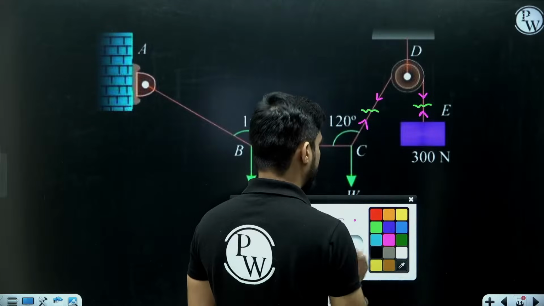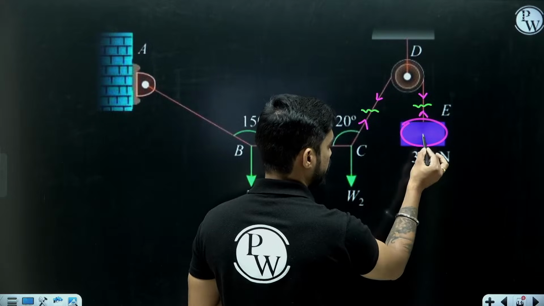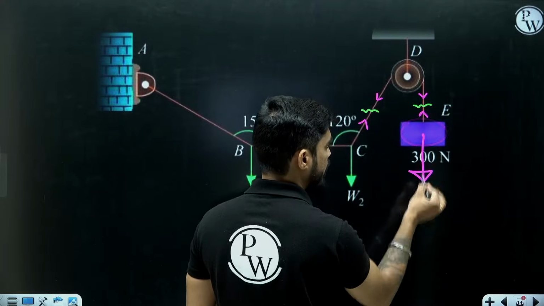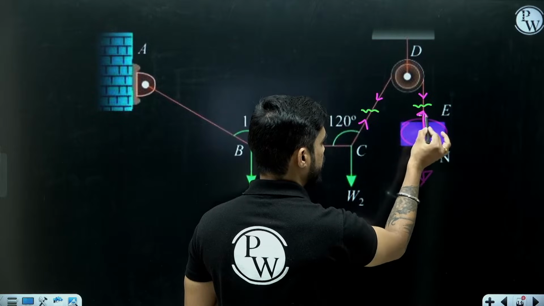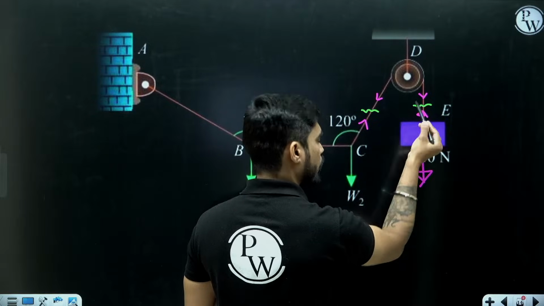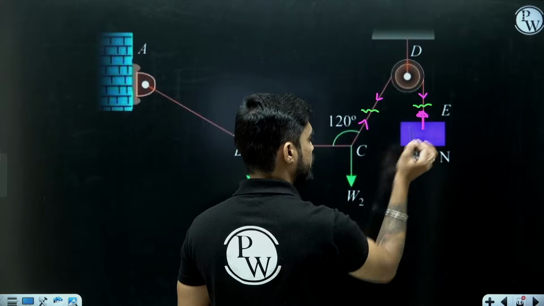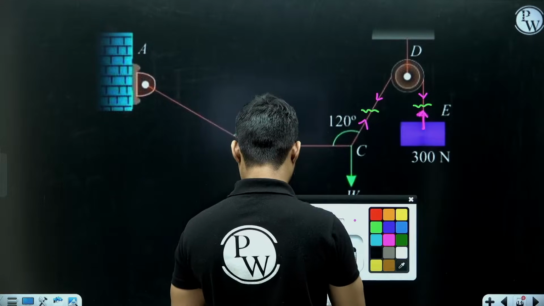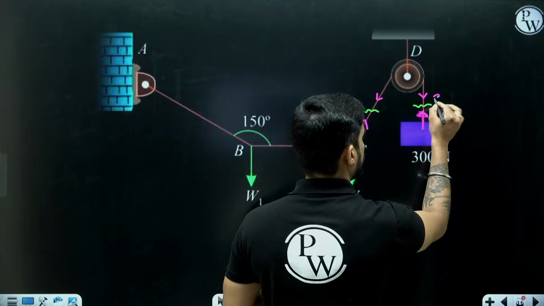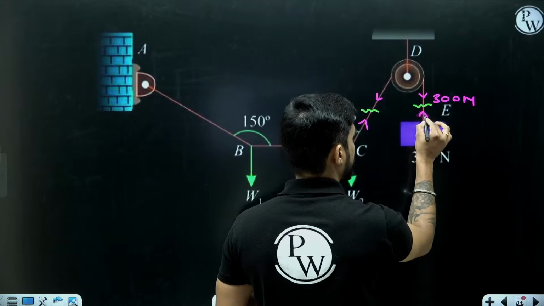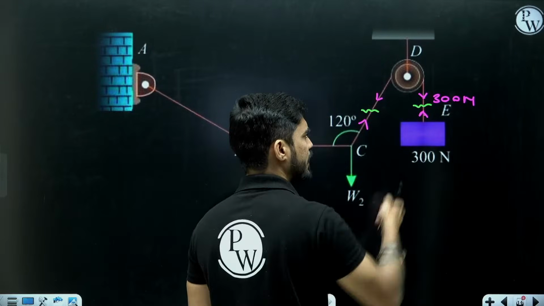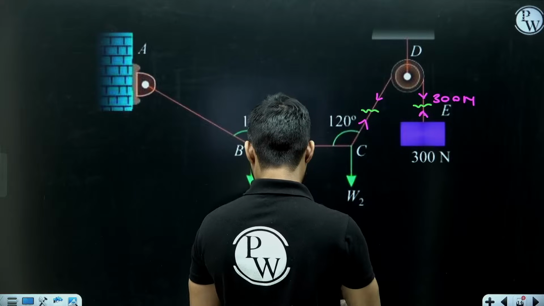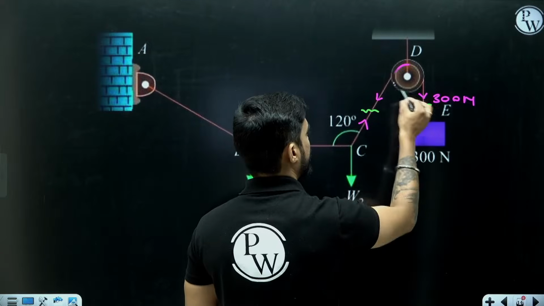Look at the FBD of this block. There is weight 300 Newton acting downward and tension upward. Only two forces. So this tension will be 300. If this is 300, this will also be 300, right? Equal and opposite force. Now, it is a frictionless pulley.